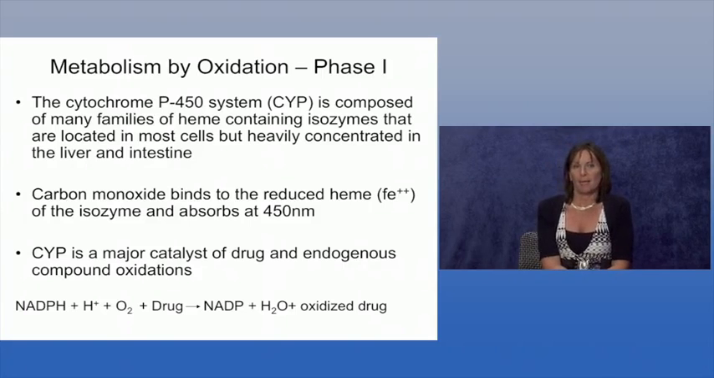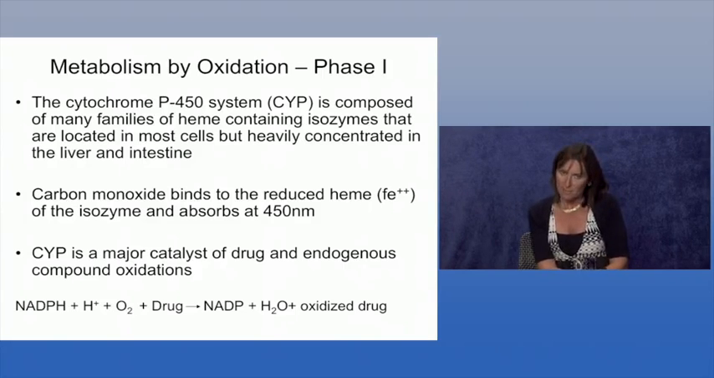So these CYP enzymes are the major catalyst of drug metabolism, but also endogenous oxidations. The CYP pathways are a critical group of enzymes that are responsible for maintaining homeostasis in vivo. It helps in the metabolism of a large number of endogenously produced compounds, things that our bodies make on a day-to-day basis. But it is also a critical pathway for drug metabolism.